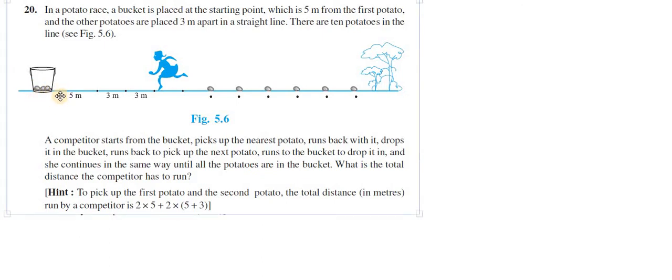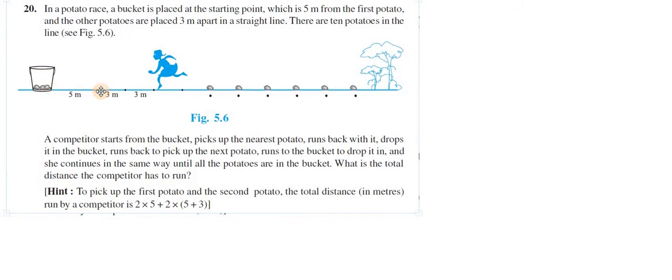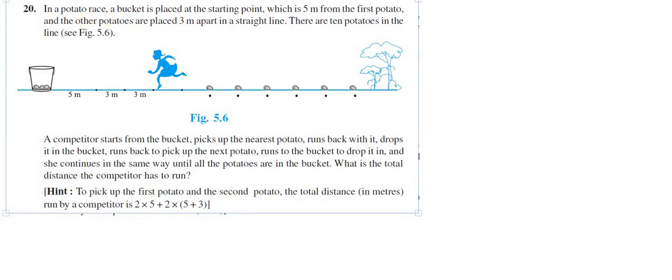You need to take this potato and keep it here. First you take the first potato and place it in this basket, and again you start from here. Then you take the second potato, and again place it at this point. Next you start again from the initial position, take the potato and place it at this place. Like this you keep on doing.